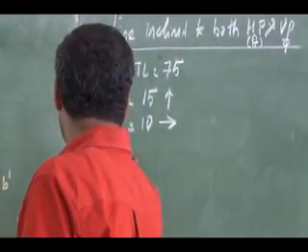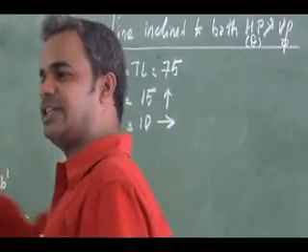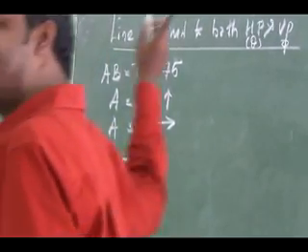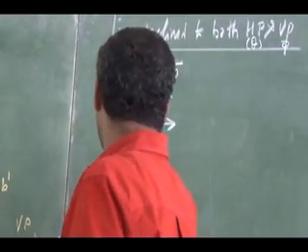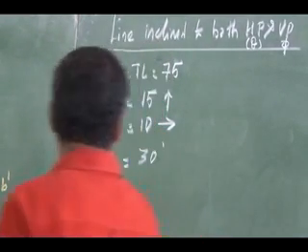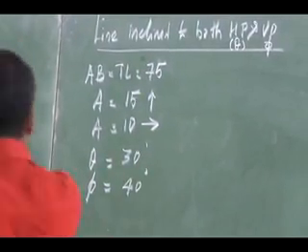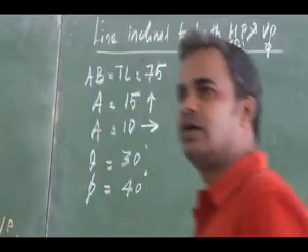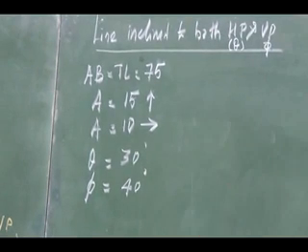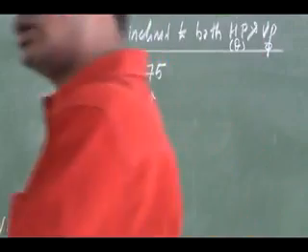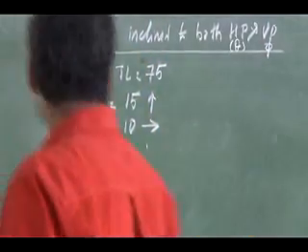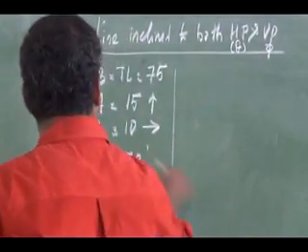Then it is inclined to HP. I will denote it as theta. The theta value is 30 degrees, and inclined to VP is 40 degrees. So I have 5 data in this kind of both-way inclined problem. The 5 data will be given, and you need 5 data to solve this kind of problem. So I have to use these 5 data.